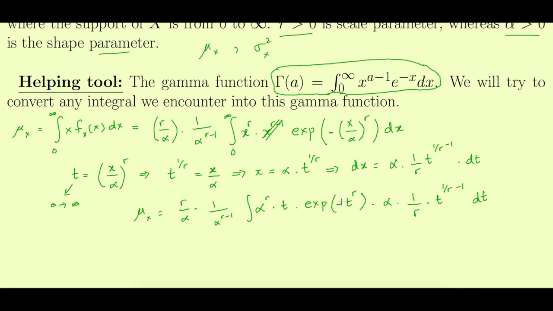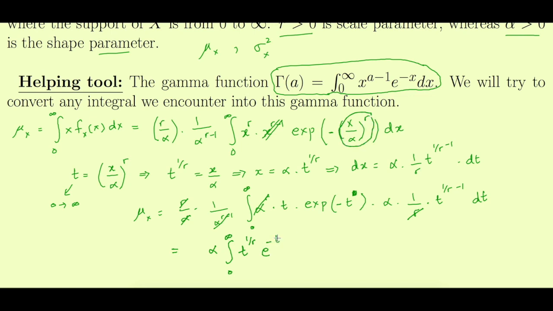So we have r here and we have r here, so these cancel. So we have alpha to the r minus 1 and alpha, and they become alpha to the r. Then we have alpha outside, and of course we have 0 to infinity here. So t here and t to the 1 over r minus 1 here, so this becomes t to the 1 over r, and then this is e to the, so this is wrong, right? This is just minus t, because this whole thing is my t here.